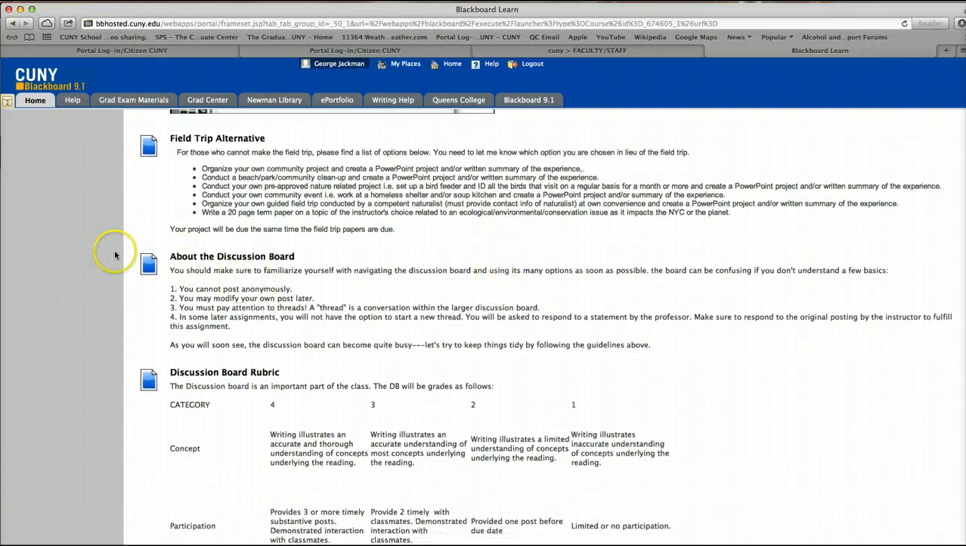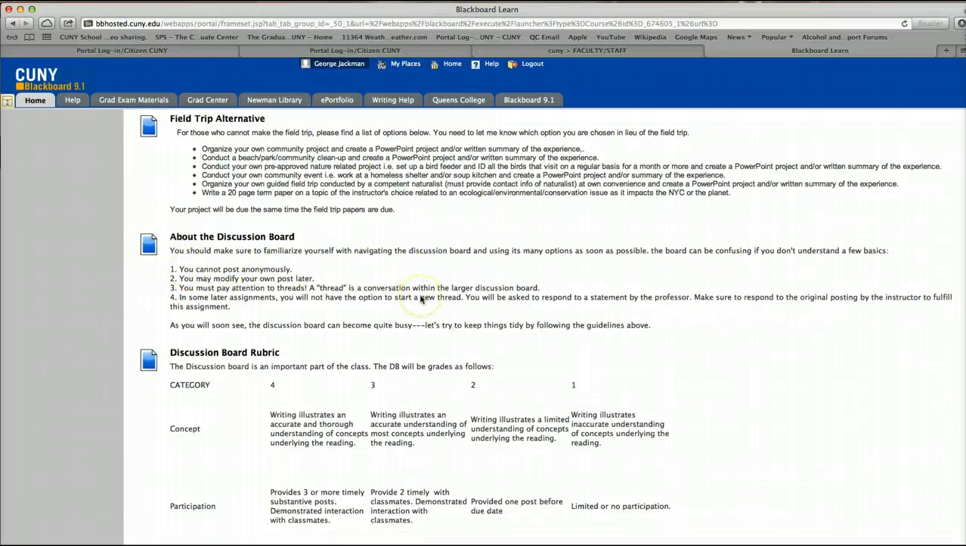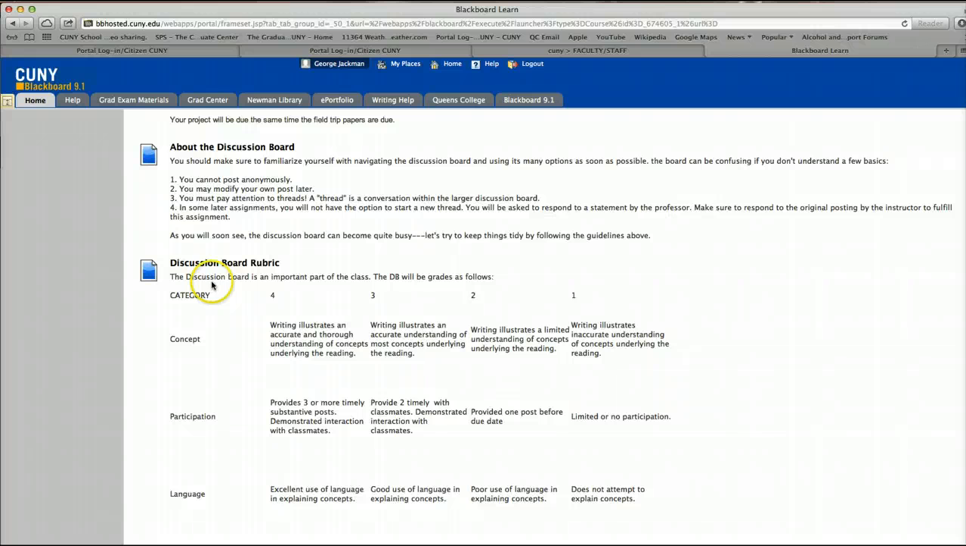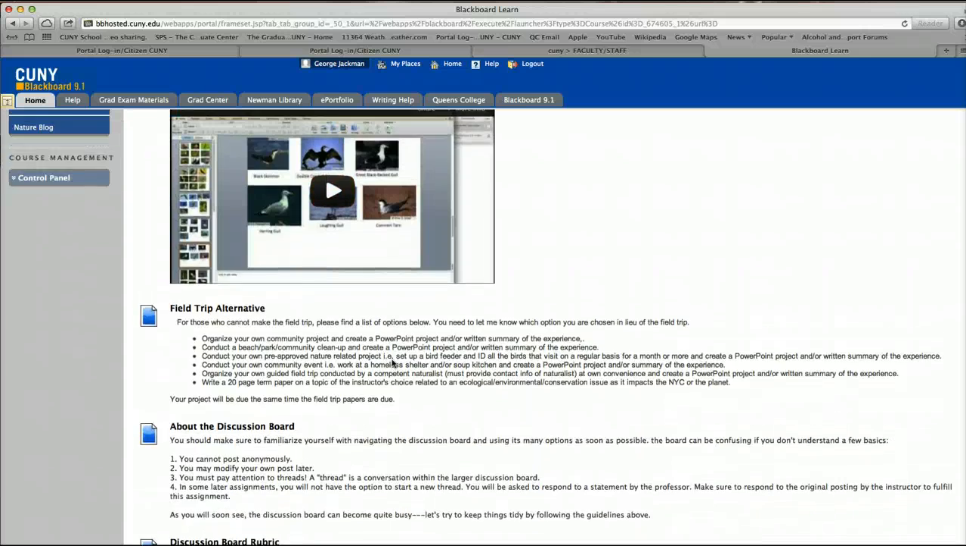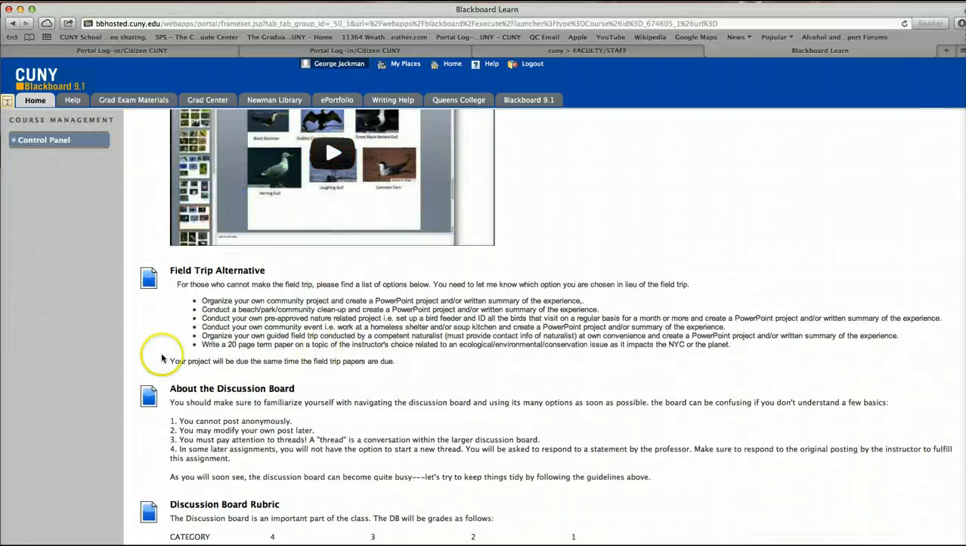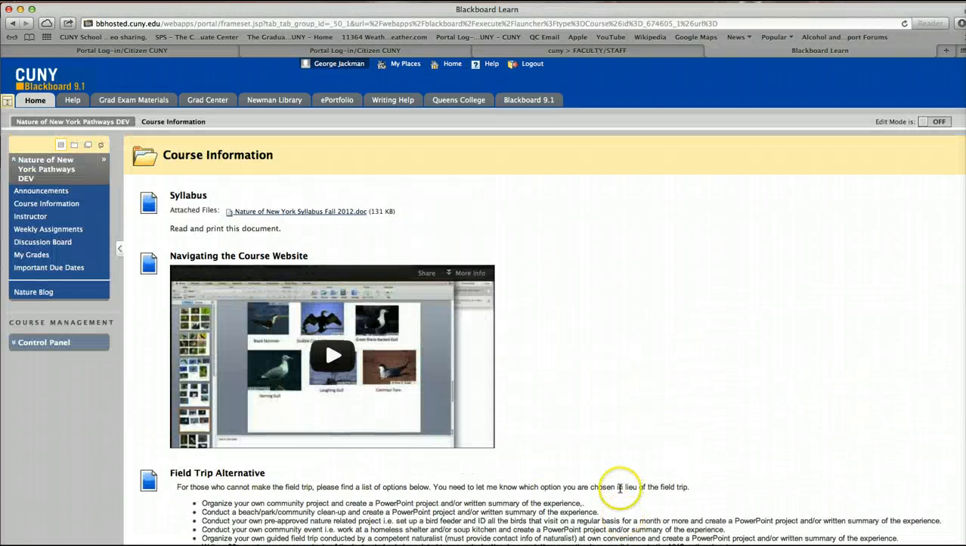Okay, then we go to the discussion board. And these are the rules about the discussion board. I would read that. And for each week, there will be a grading rubric on how you interact on the discussion board. The discussion board is weighted very heavily, and you must show up on this website each week. And you're graded on that. You're also graded on your participation.